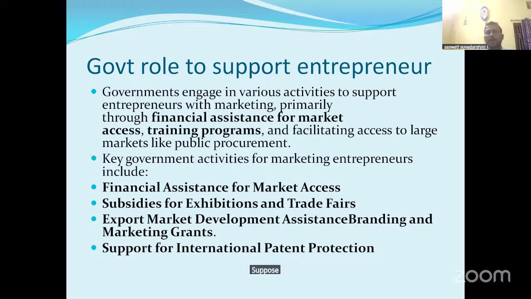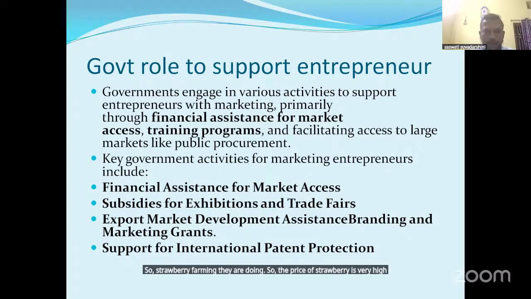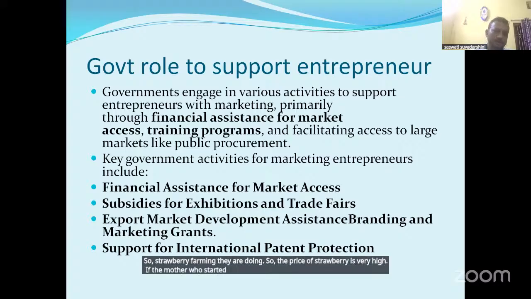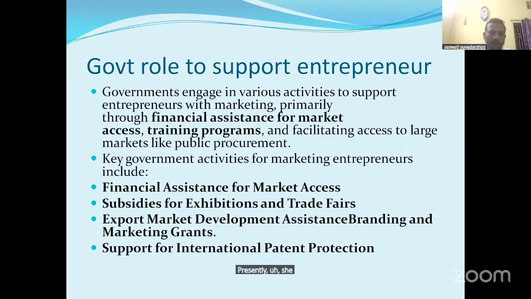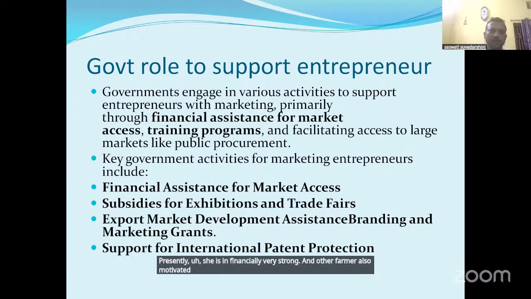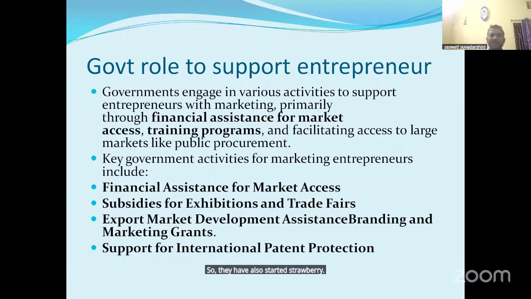Suppose you are making different traditional farming, or you can say near Koraput, one farm is producing strawberry. So strawberry farming they are doing. So the price of strawberry is very high. The mother who started this cultivation is presently financially very strong, and other farmers were also motivated by her. So they have also started strawberry. So before 1 year, the cultivation became so high that the price reduced. Strawberry price has reduced in Odisha.